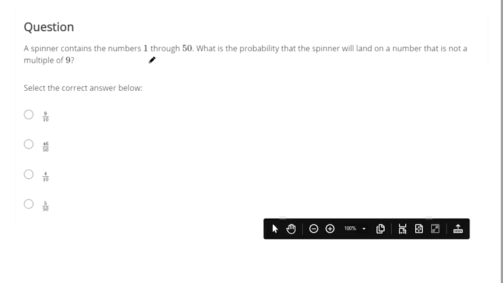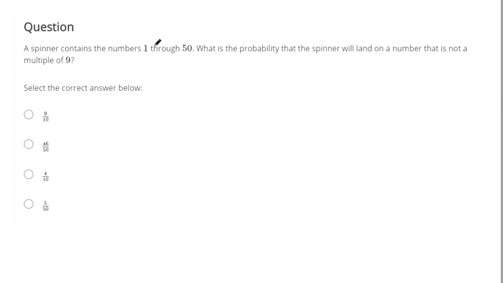A spinner contains the numbers 1 through 50. So that means there's 50 total numbers. There's 50 total numbers to choose from. What is the probability that the spinner will land on a number that is not a multiple of 9?